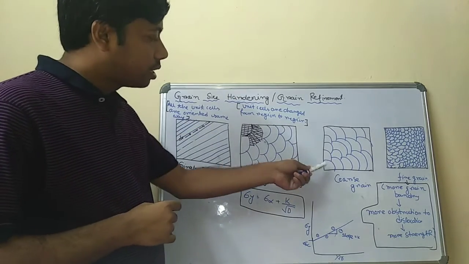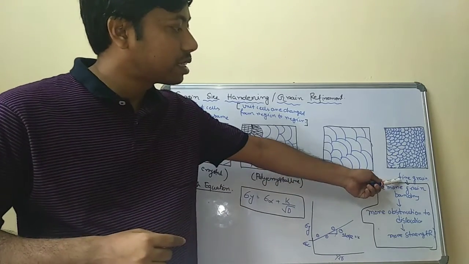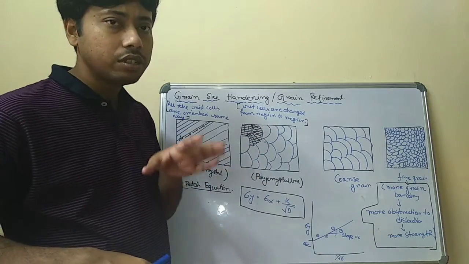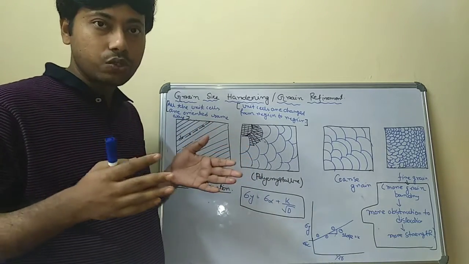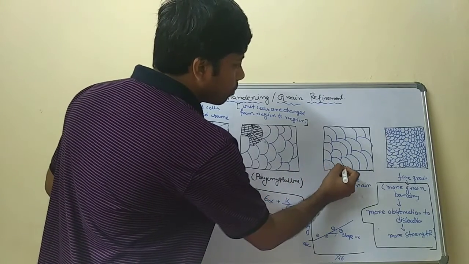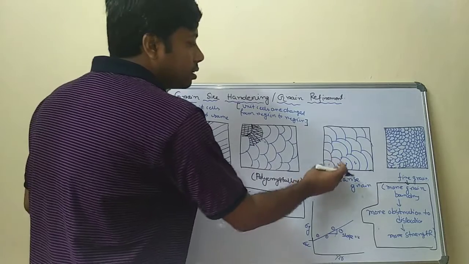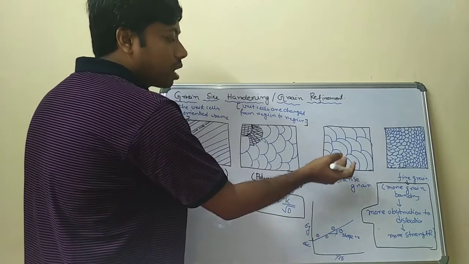Now let's look at this picture, which shows a coarse grain structure, and this other picture shows a fine grain structure. As the name suggests, in the coarse grain structure the grains are very large. This is grain number one, grain number two, number three, number four. So you see in this diagram that the grain size is large.